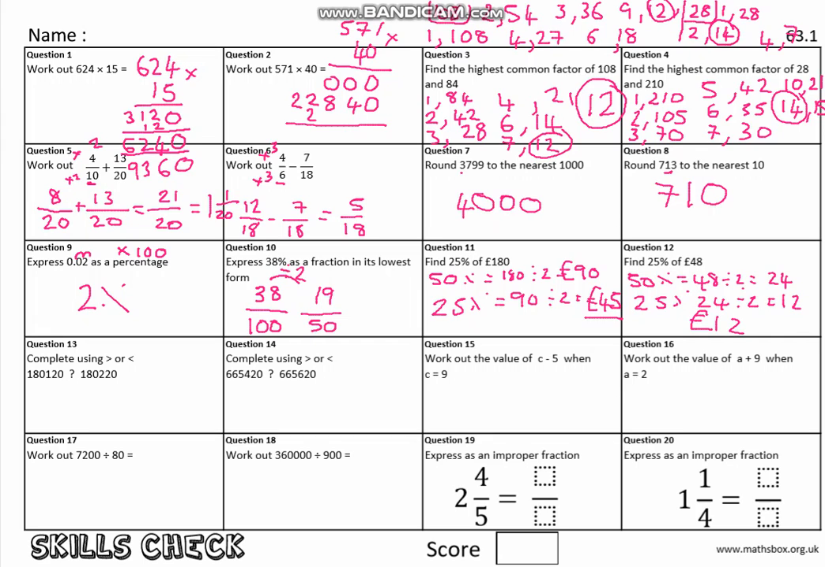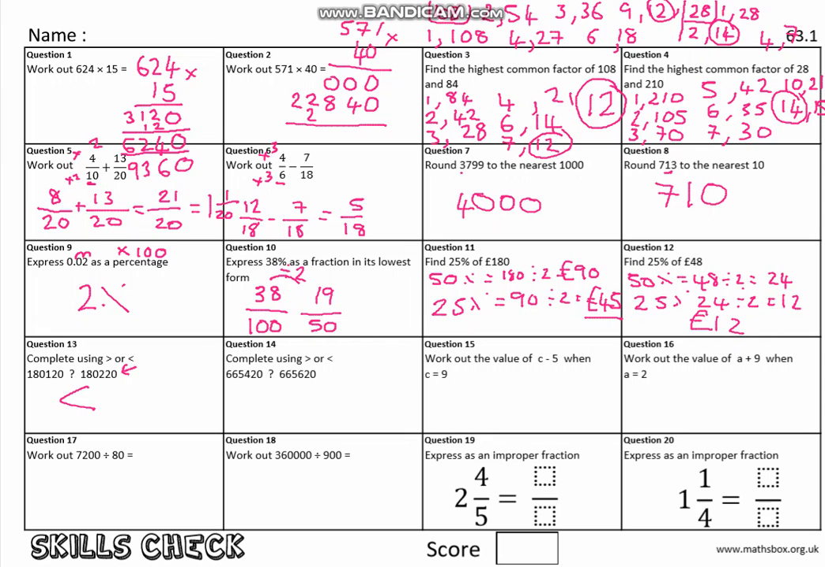Okay, on to the next one then. It says complete using our signs here. So remember the big N, like a crocodile, eats the bigger number. Which one of these is a bigger number? We've got 180,120, or we've got 180,220. Often if you say them, that helps you know which one's bigger. For the columns, we can see that our 100,000s, our 10,000s and our thousands columns are all the same. It's only when we get to the hundreds column that we've got a difference, and therefore we know that this one is bigger because it's a bigger number in the hundreds column.